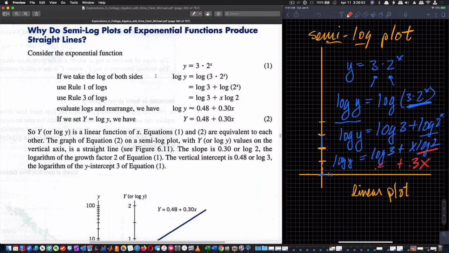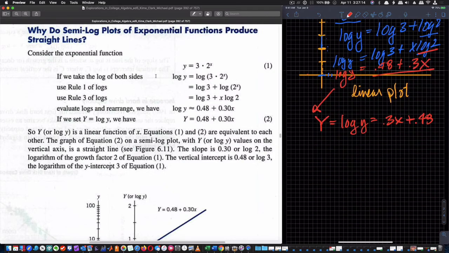So this is 0.48. So notice I have what looks like a linear function. Now let's write down here. This log y, I can change that and say capital Y is equal to log y, which means my line is equal to 0.3x plus 0.48. And so I have a slope and the y-coordinate of my y-intercept. So I have this equation, capital Y equals 0.3x plus 0.48. That's a linear equation. And that's what they plotted over here on the left.